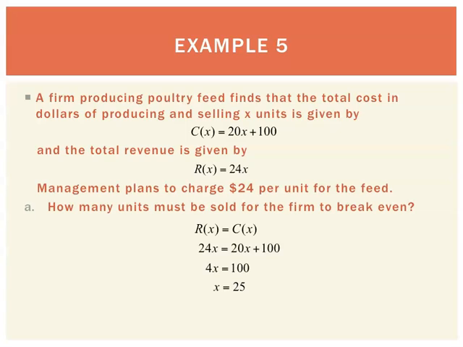So how many units must be sold for the firm to break even? 25 units. Once you hit 26 units, then you're going to be actually making a profit. But at 25 units, you are breaking even. You will no longer be in the negatives in terms of what you're gaining.